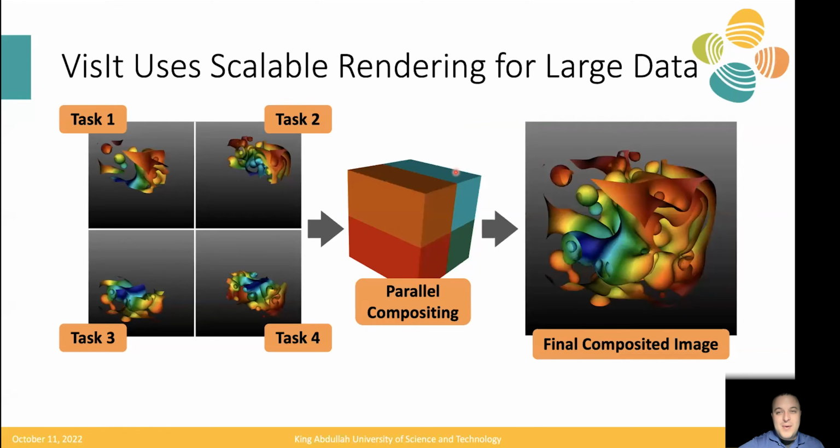VisIt uses scalable rendering for large data. This is another important aspect about VisIt. If you're not able to visualize the data on your laptop, you can do that on a parallel cluster. On the parallel cluster, each of those different tasks is going to render one piece of the data. In this case, we have 4 different tasks rendering 4 pieces. Then that image is going to be parallel composited, and the image will be sent back to your laptop or your desktop for you to view. And so you're not actually having to send all of the data back from ibex or Shaheen, and you can just view that data right on your laptop.